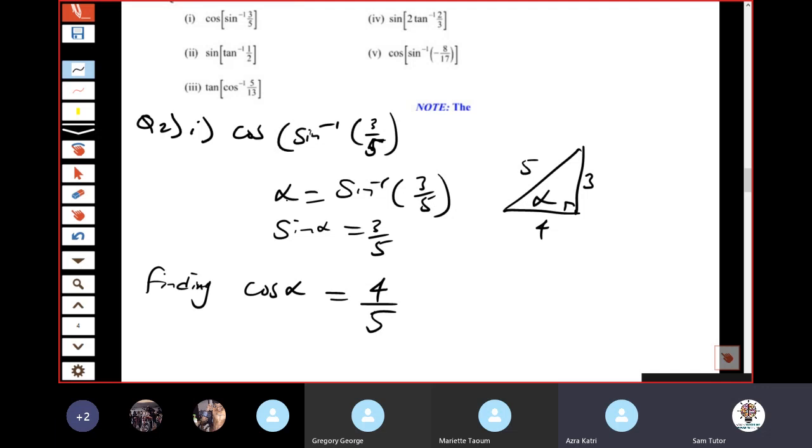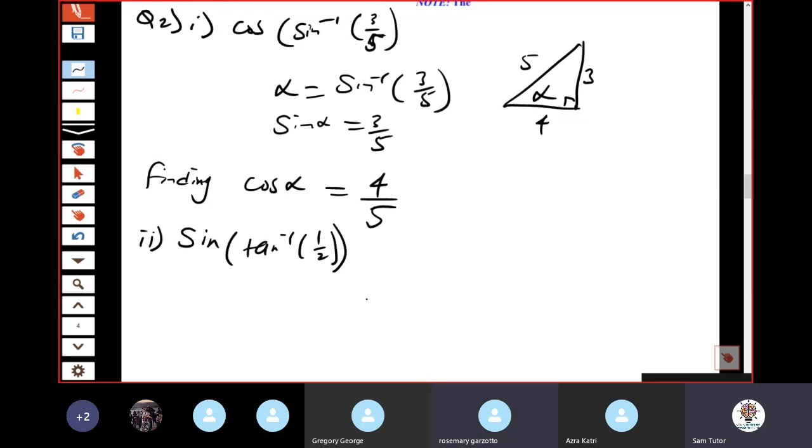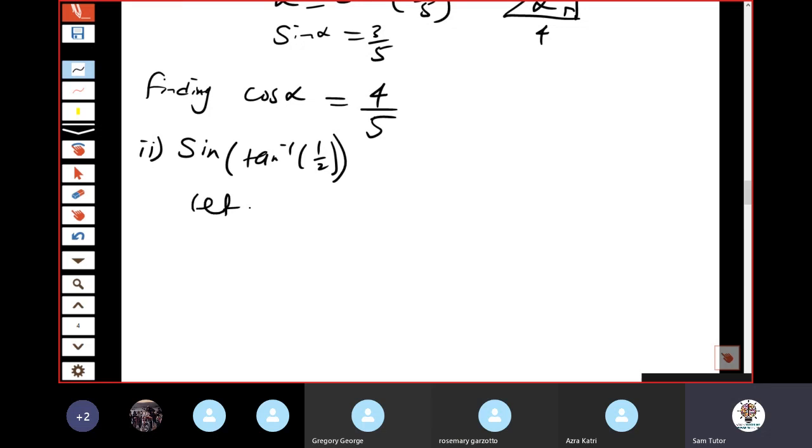Let's do another one. Rosemary, let's do this one together, please. So you're going to let the inside become an angle. So let alpha equal inverse tan of 1/2. So again, what are you actually finding now? This now becomes alpha, so what are you actually finding? Sine what? This bit's now this.